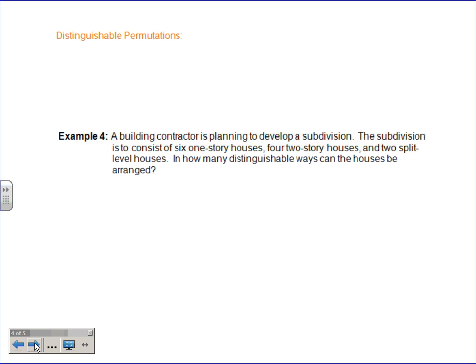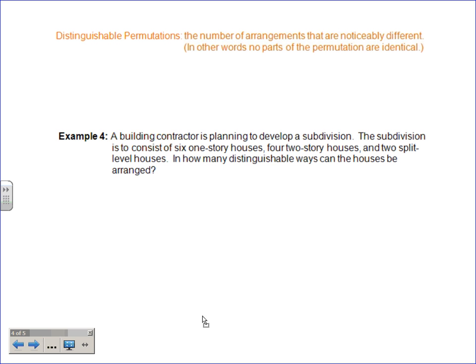Distinguishable permutation. I think we used to call this repeats. Okay. Again, can you tell the difference from one switch to another? So here's the number of arrangements that are noticeably different. I think a lot of times when we did this in Algebra 2, we used the words. All right. In other words, no parts of the permutation are identical. Or the permutation itself, you make it. Yeah, I'll clear that up, I think.